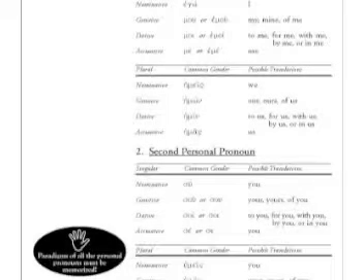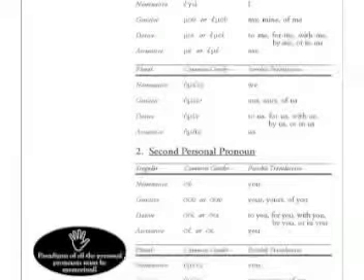Let's go over the second personal pronoun forms. The singular nominative, and again, notice that this is common gender. These words could be referring either to a man or to a woman. The singular nominative is su, and it means you.